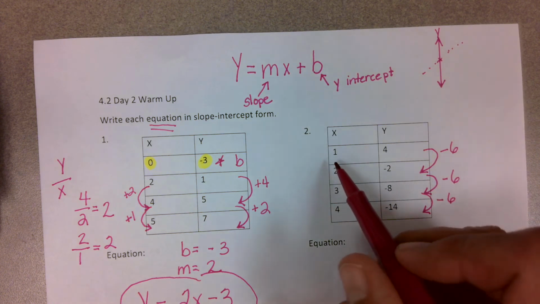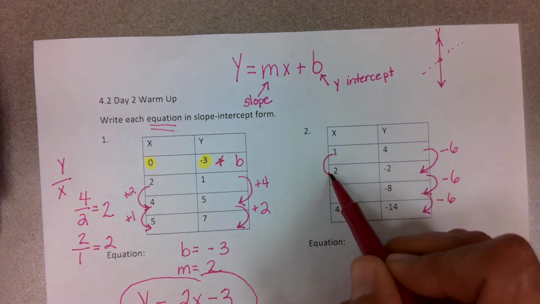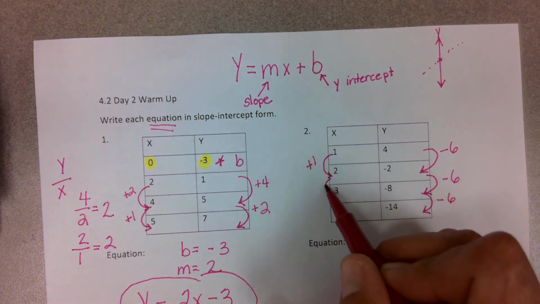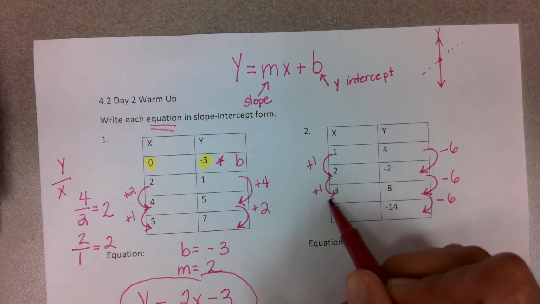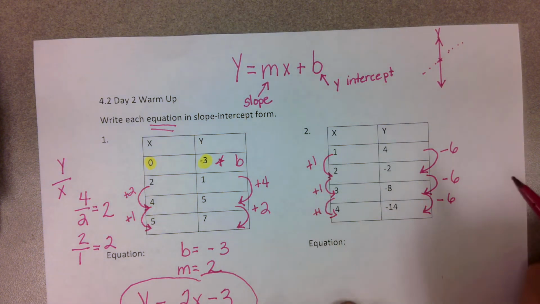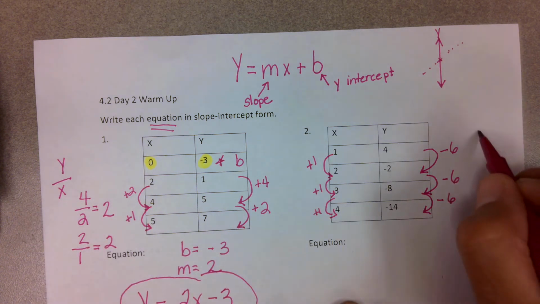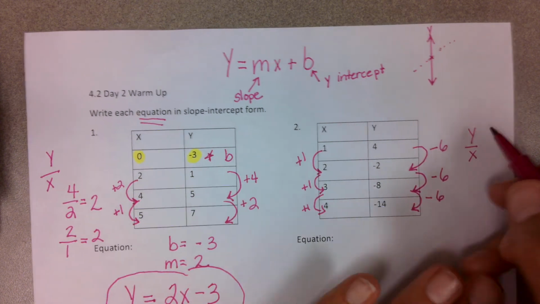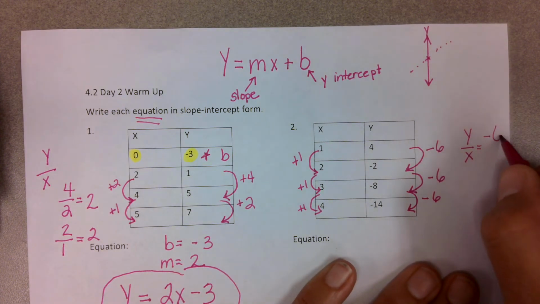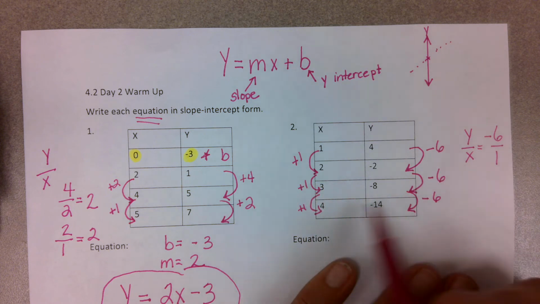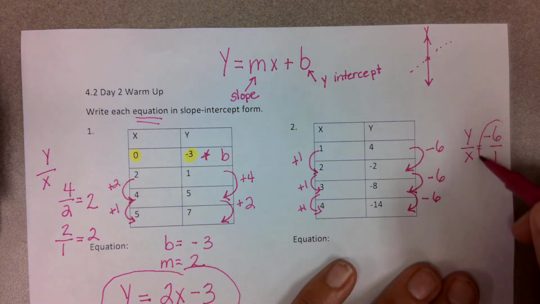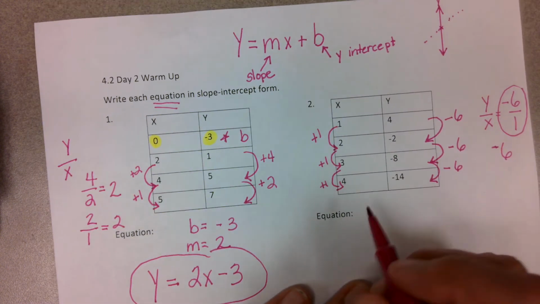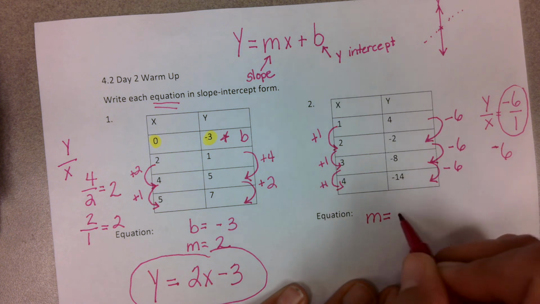Now let's look over here. What's the change over here from 1 to 2? This is fairly straightforward. It looks like it's just increasing by 1. So again, we're going to go back over here. y over x, negative 6 over 1. I could do that 3 times. And you'll see that our slope now is negative 6 over 1, or we can just call it negative 6. So our m value, or slope, is negative 6.